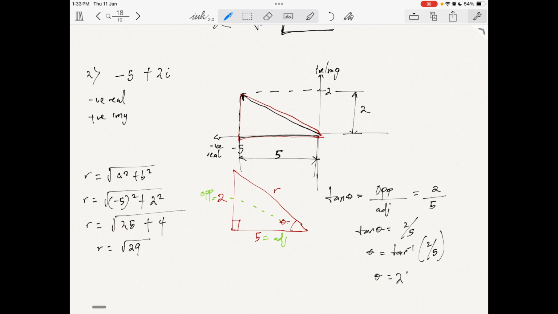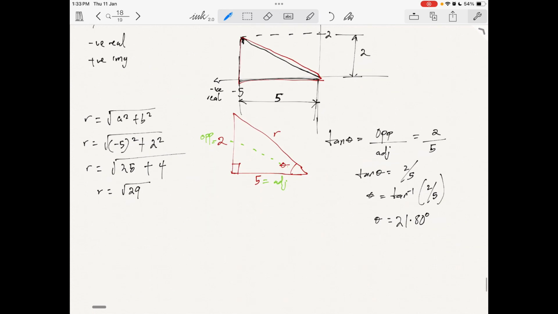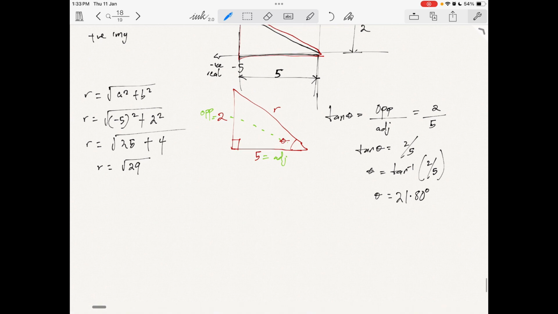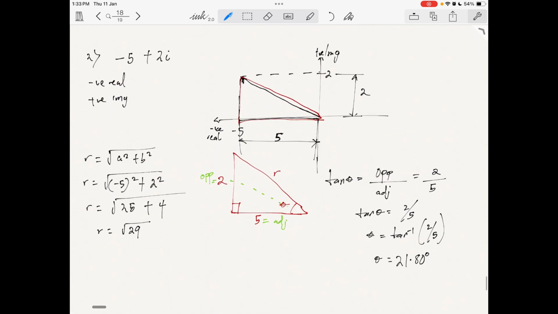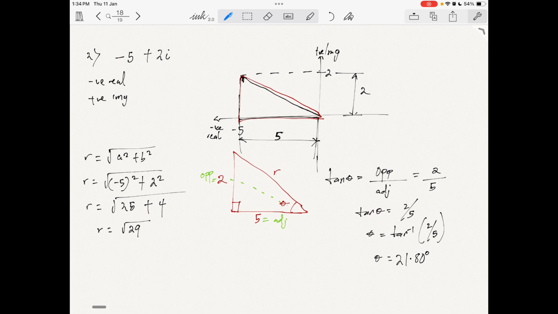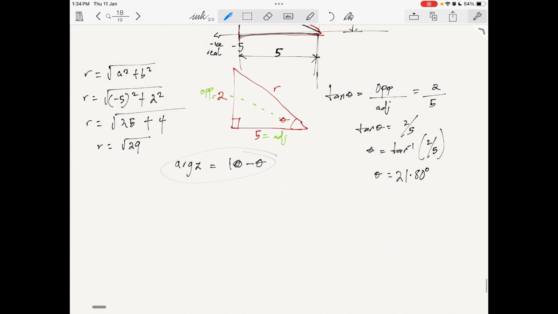So theta is 21.80 degrees. Now, which quadrant is this? It is in the second quadrant. Okay, and if it is in the second quadrant, we will notice that our argument Z will be equal to 180 minus theta.